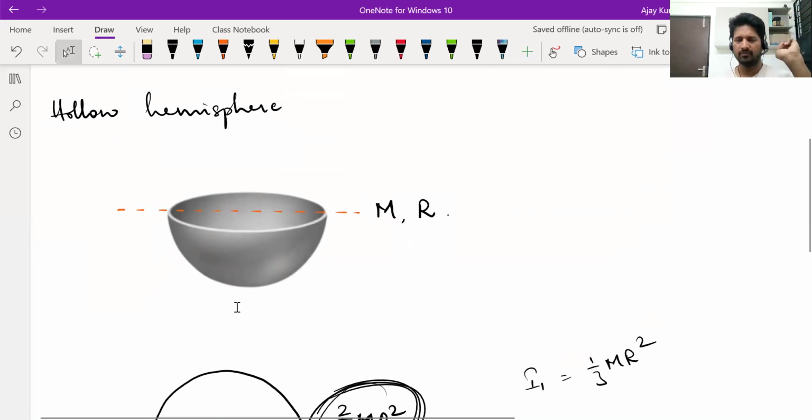It's a hollow hemisphere of mass m, radius r. What is its moment of inertia about the axis that I have shown? Mr square by 3? So 1 by 3 mr square, you are saying? No.